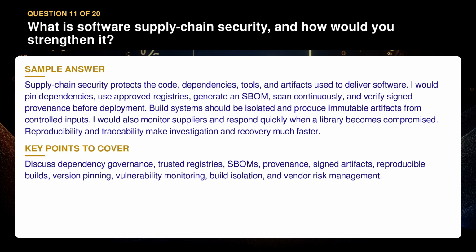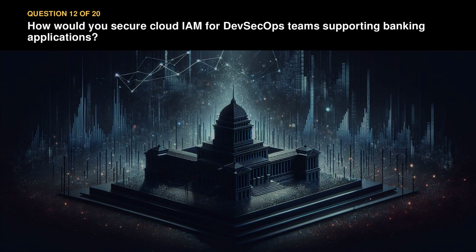Discuss dependency governance, trusted registries, SBOMs, provenance, signed artifacts, reproducible builds, version pinning, vulnerability monitoring, build isolation, and vendor risk management. Question 12. How would you secure cloud IAM for DevSecOps teams supporting banking applications?